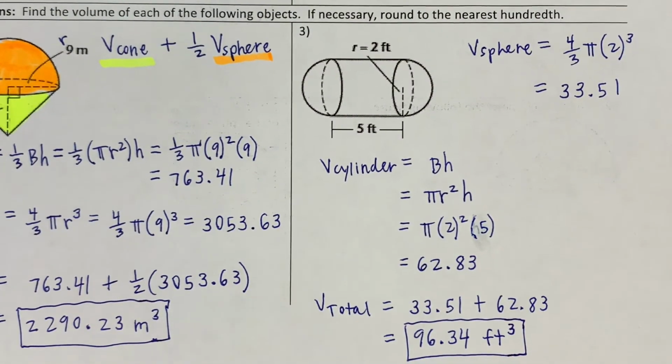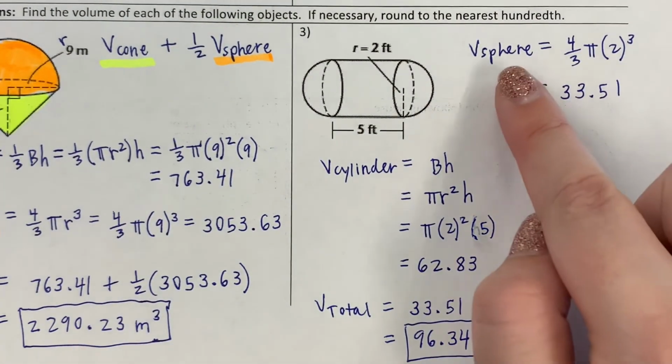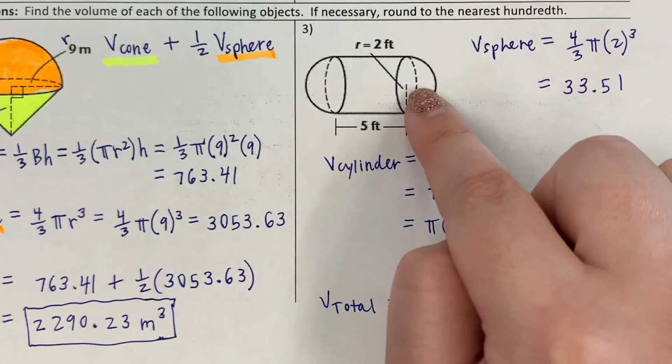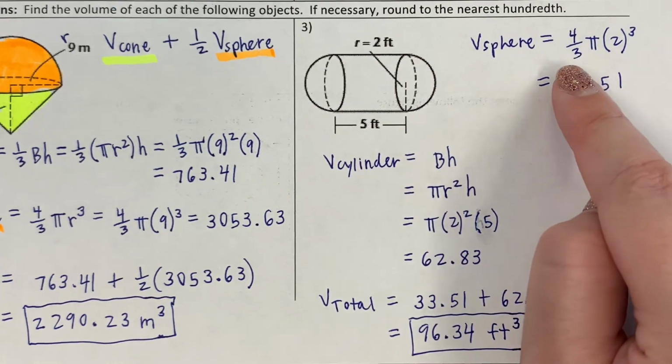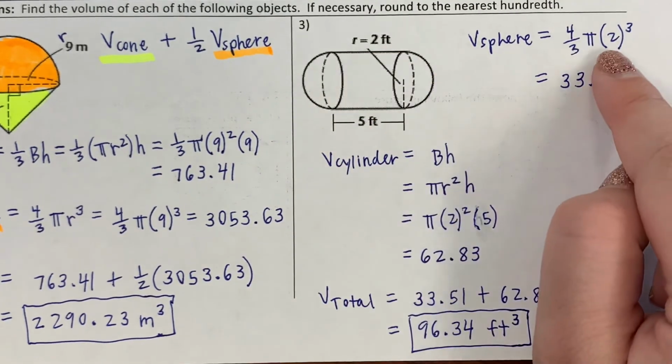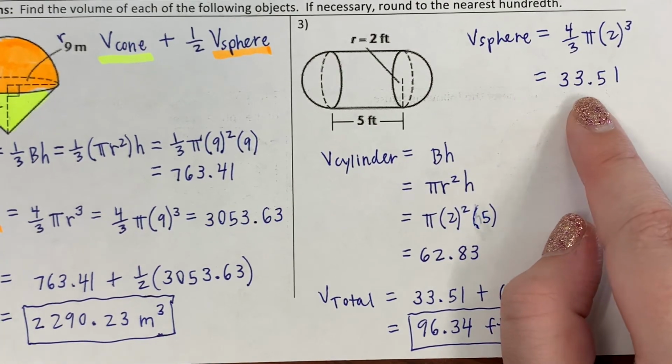So we mentioned that you have to find the volume of a sphere, and it is a full sphere because there's half of a sphere on the left, half of a sphere on the right. So for the volume of a sphere, I was using my formula, and I just had to plug in my radius of 2. So here I get the volume of the sphere was 33.51.